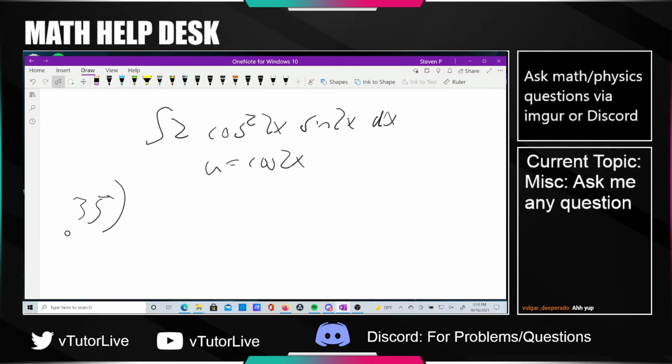Okay, so 35, right? Cosine of 6x, cosine of 4x. It's a little bit obnoxious because this uses some other rule.